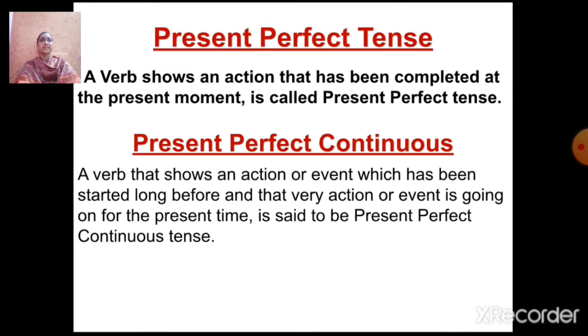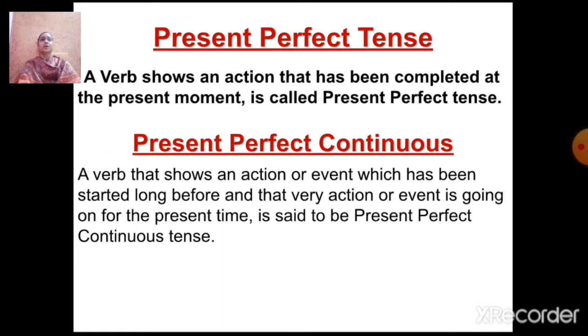Now let's revise present perfect tense. A verb shows an action that has been completed at the present moment is called present perfect tense. Here the formula for present perfect tense is has or have plus third form of verb. Here has we use with singular subject and have we use with plural subject.